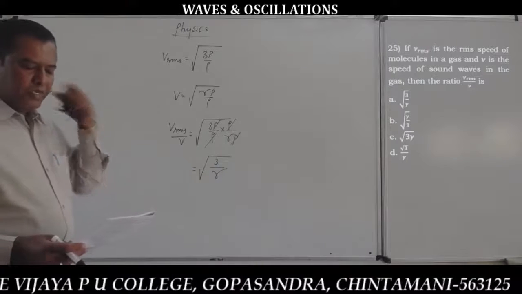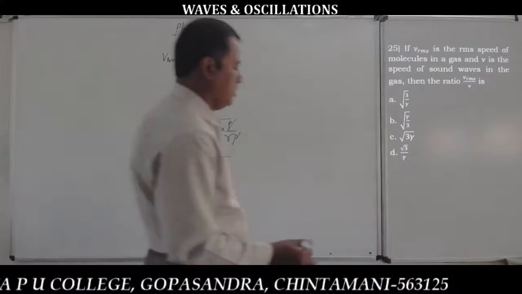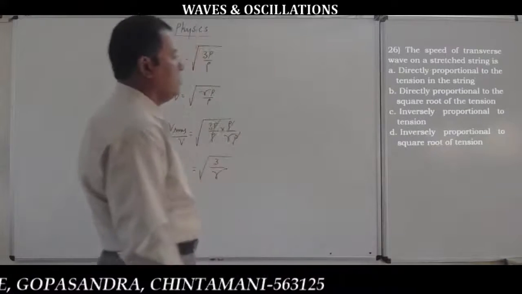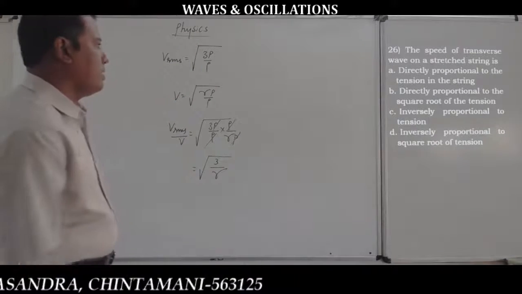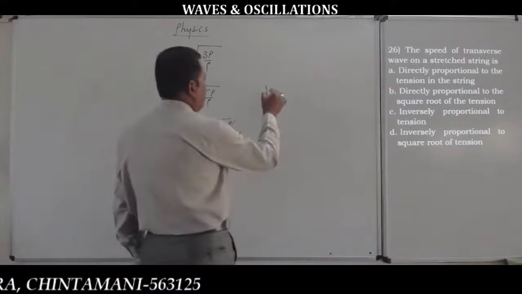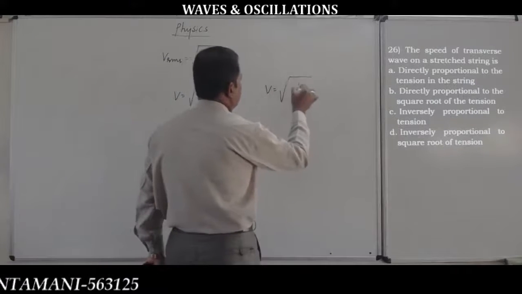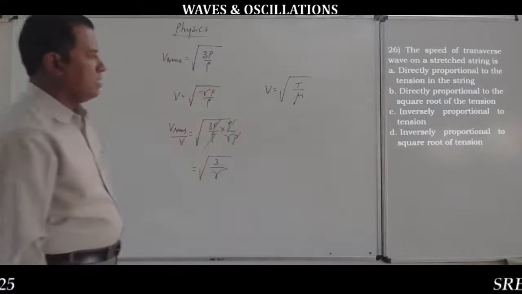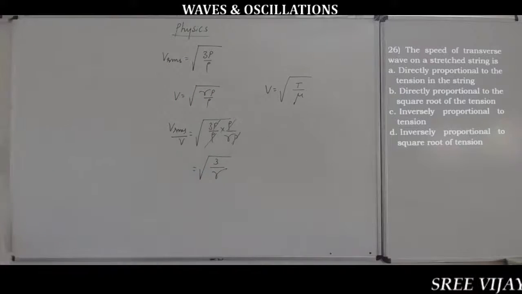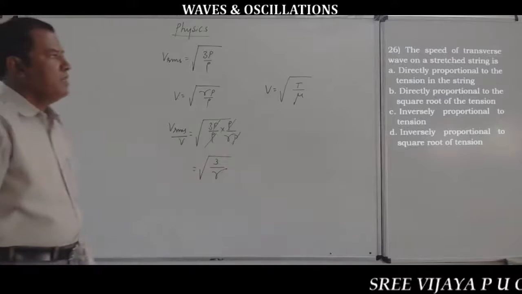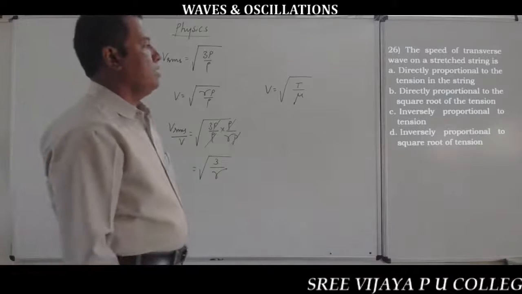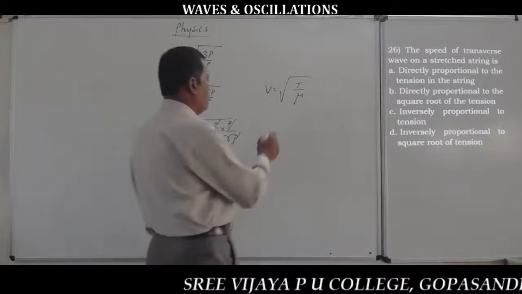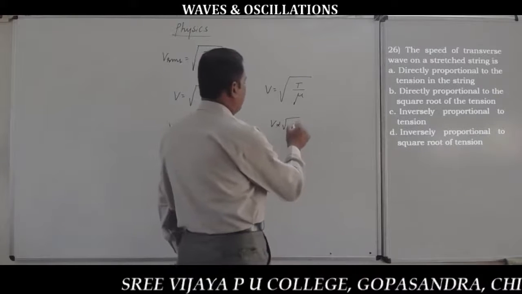Question number 26. The speed of transverse waves on a stretched string is V equal to the square root of T by mu, where T is the tension in the string and mu is the mass per unit length of the string, or linear mass density. V is directly proportional to the square root of the tension in the string.